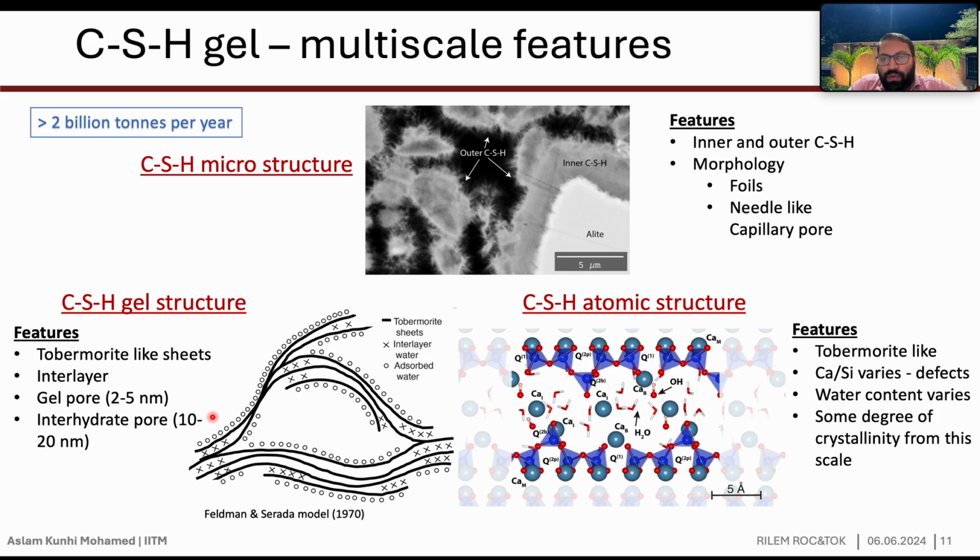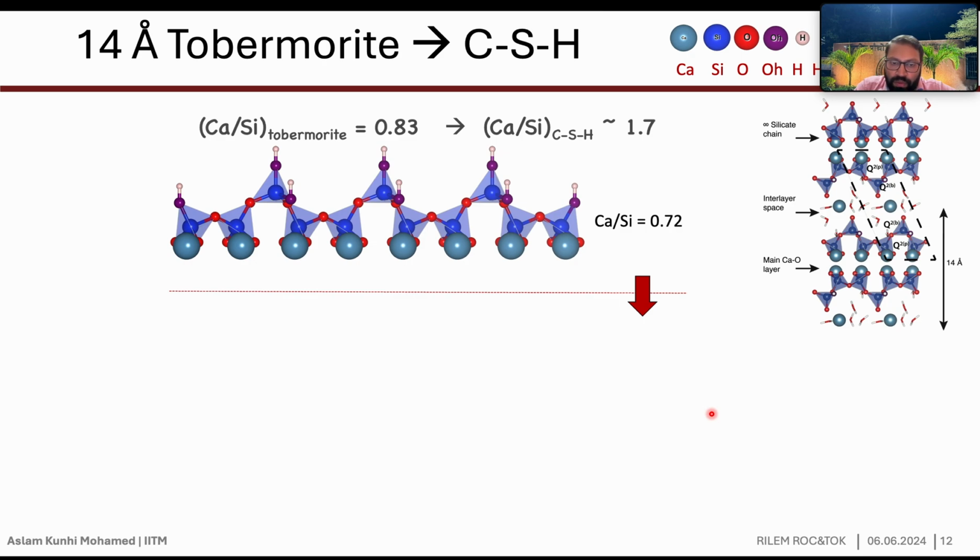And when you zoom in further, you have these individual lines or sheets which are made out of calcium silicate sheets, known to be tobermorite-like, which is a naturally occurring mineral. The difficulty with CSH is that it doesn't have a fixed stoichiometry, and its calcium silicon ratio and water content vary. We have worked on it, along with me during my PhD as well.